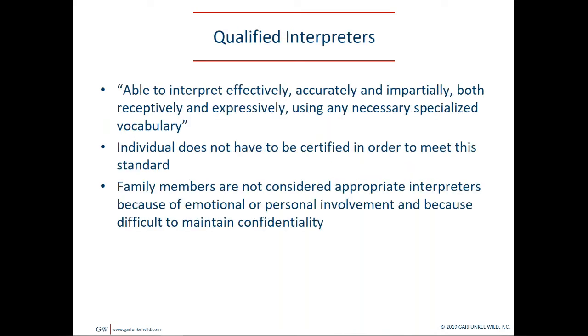Let's talk a little bit about qualified interpreters. The definition in the Americans with Disabilities Act, and this definition will follow through to the other statutes, is that the interpreter must be able to interpret effectively, accurately, and impartially, both receptively and expressively, so both talking and listening, using any necessary specialized vocabulary, right? So that's an individual inquiry on a patient-by-patient basis, whether a particular person, given the resident's requirements, is a qualified interpreter. An individual does not have to be formally certified by any organization in order to meet the qualified standard, as long as they're able to interpret effectively, accurately, and impartially.